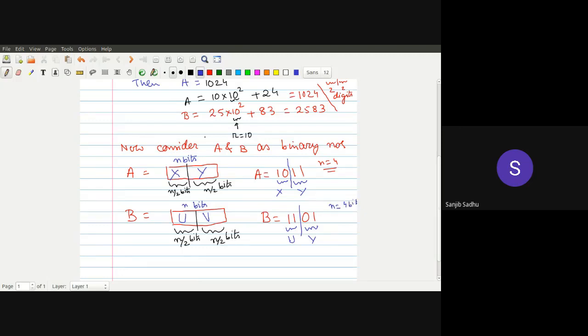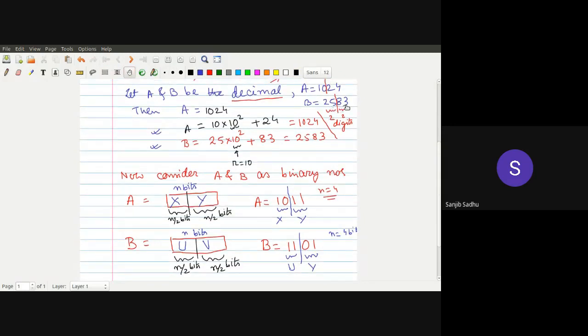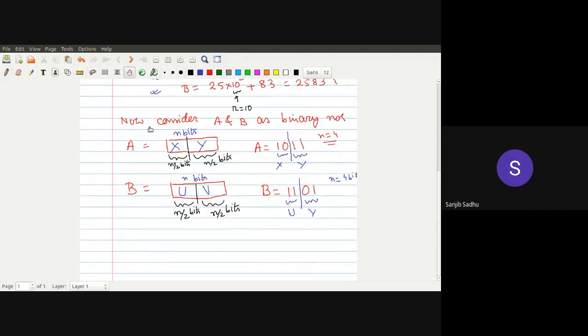Now, just like here, in your previous example, A is 1024, then it is 10 into 10 square plus 24, B is 25 into 10 square plus 83. We have shown that we can write 2583 as actually 2500 plus 83. So 2500 means 25 into 10 square plus 83. So here you tell me how can we write A in terms of X and Y. This is binary. Binary means R is 2.